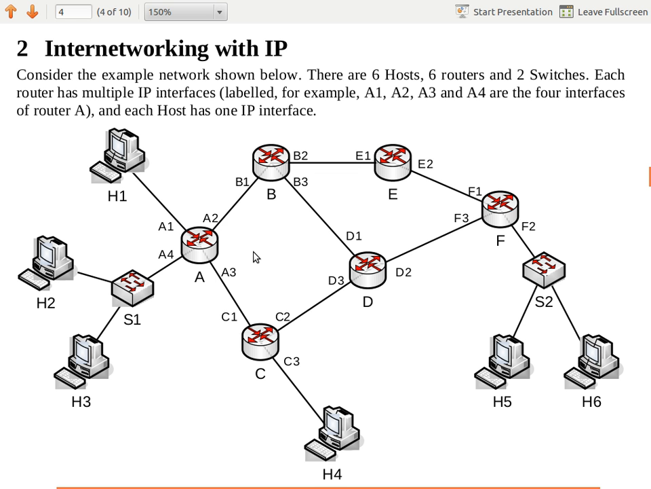Same as my laptop, I have a wireless LAN interface, a wired LAN or Ethernet interface, and a Bluetooth interface. Except in my laptop I only use one at a time. My router here has 3 interfaces and it may use all of them. Each of those interfaces must be assigned an IP address. We'll see what IP address shortly. So your task is to assign IP addresses to each of the 6 hosts, H1 to H6, and for each interface of the 6 routers. So C1, C2, C3 need an IP address, as does A1 to A4.